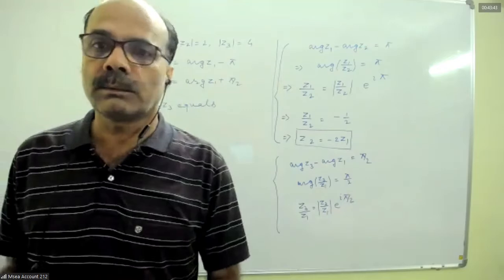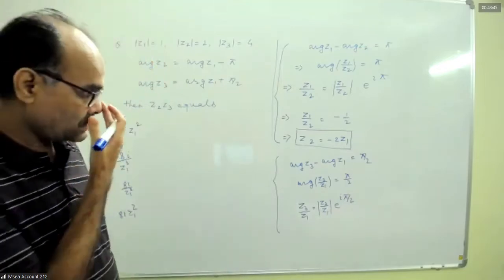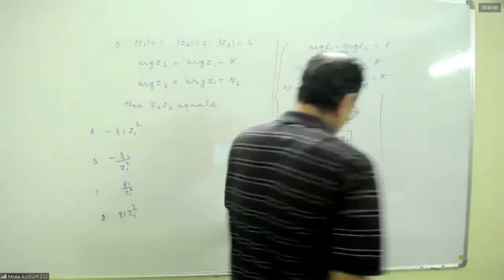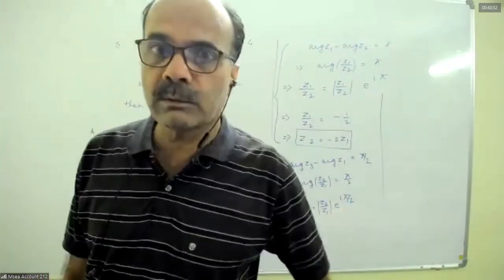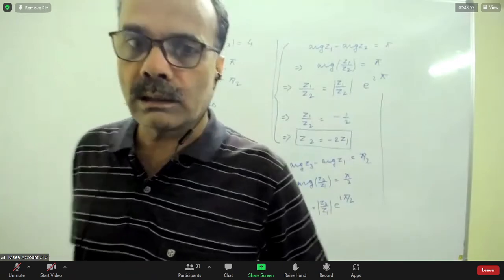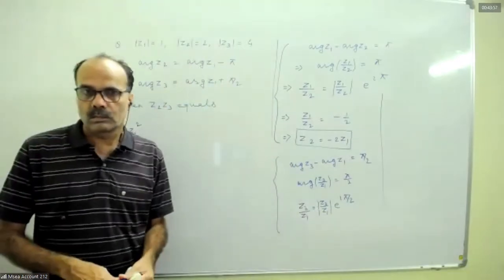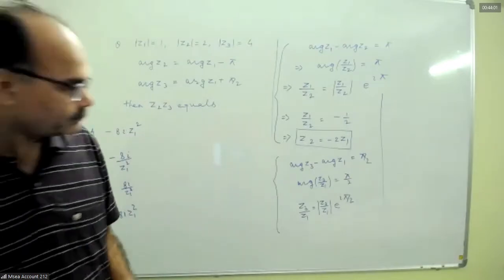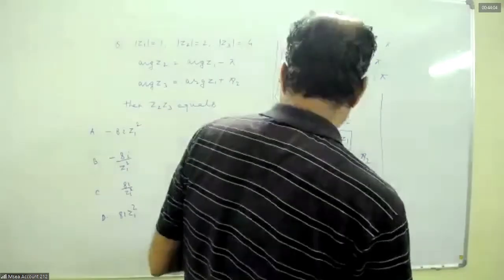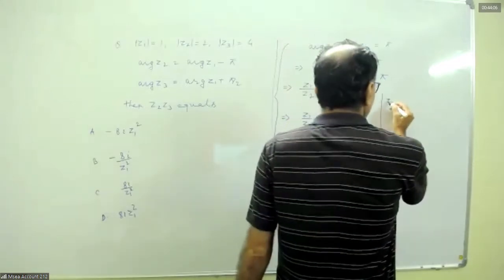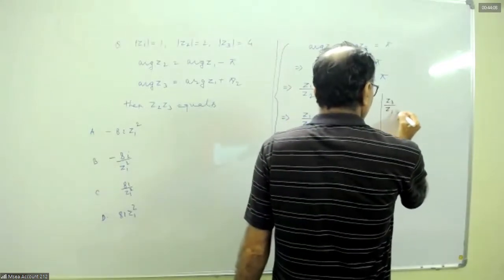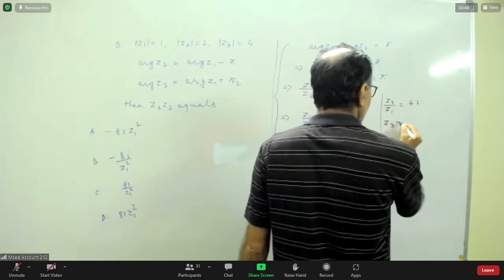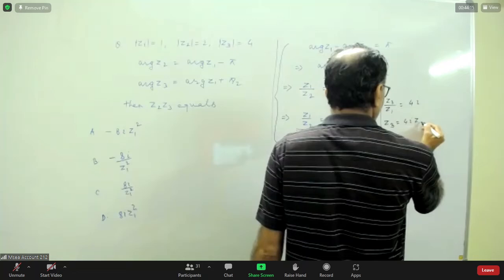e to the power i pi by 2 is how much? e to the power i pi by 2 is cos pi by 2 plus i sin pi by 2, which is i. So mod Z3 is 4, and Z3 by Z1 equals 4i. So Z3 equals 4i Z1.